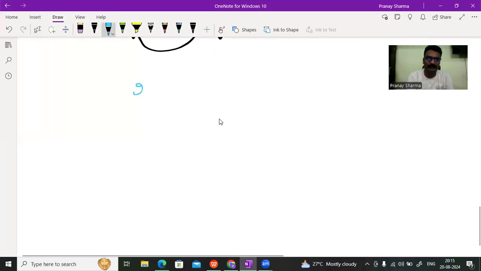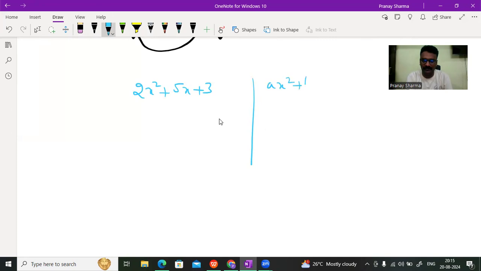I'll be using a different marker. 2x square plus 5x plus 3. All right. First and foremost, we need to identify what A, B, and C are, right? If you compare it with the standard form, my x may sometimes look like n, but I'll be figuring out that this is x, and whenever I write n, my n is different from x. So we'll try to reconfigure it once we start with another version of this particular shift.